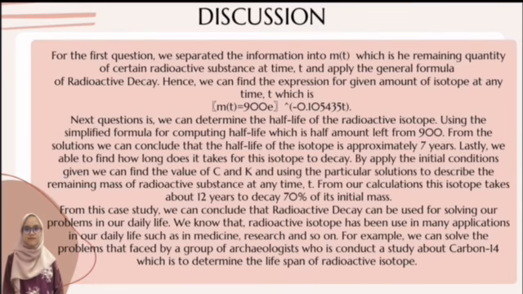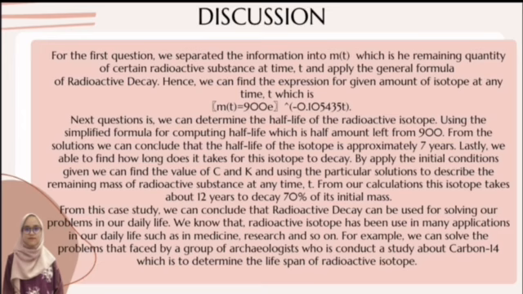I would like to present our discussion in the case study. Okay, for the first question, we separate the information into M(t), which is the remaining quantity of a certain radioactive substance at time t, and apply the general formula of radioactive decay. Hence, we can find the expression for the given amount of isotope at any time t, which is M(t) equals 900 e to the power of negative 0.105435t.